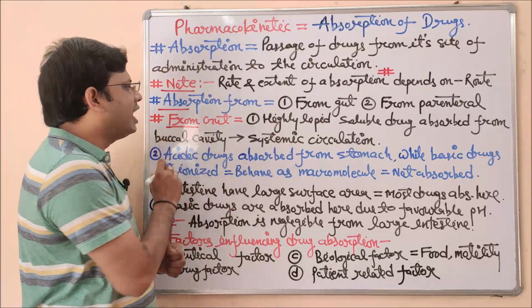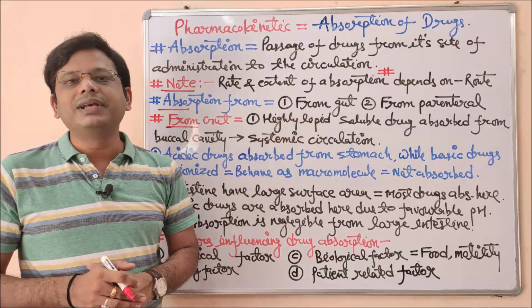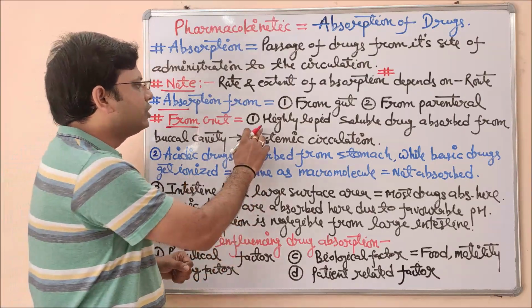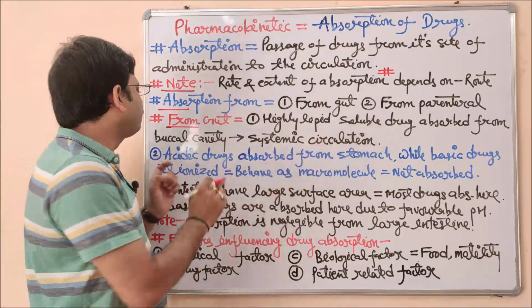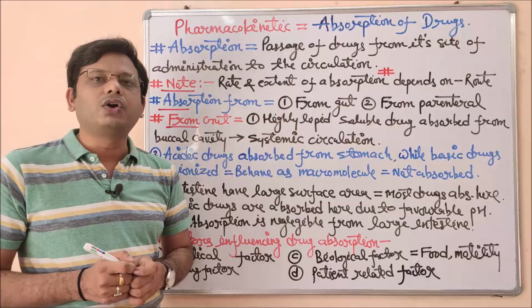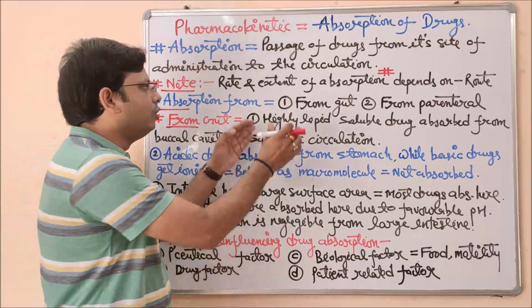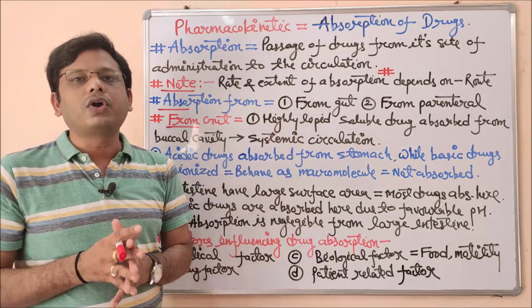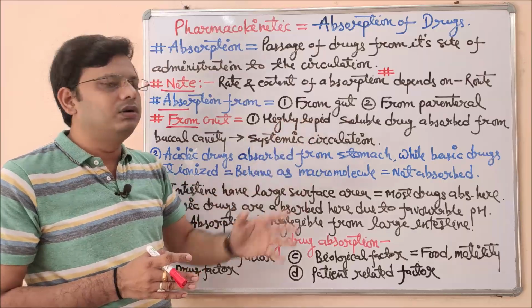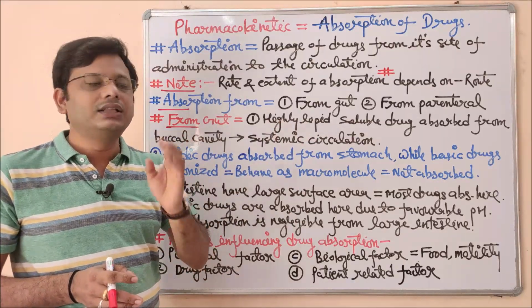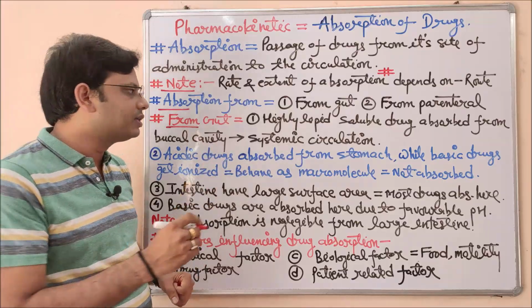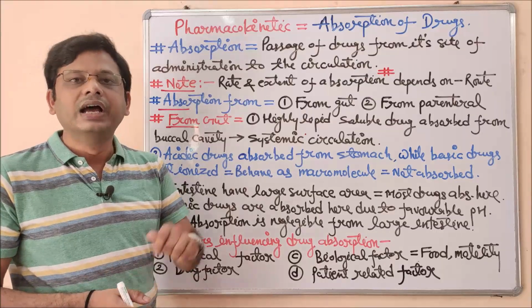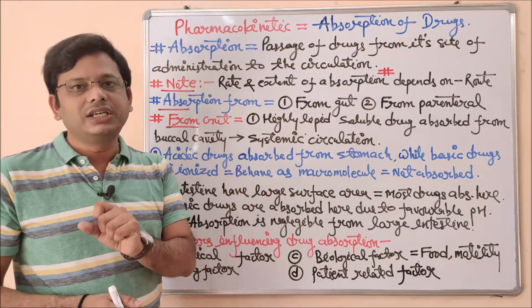Let us start with the first point, from the gut. What are the basic criteria and basic processes of absorption of drug from the gut area? The first one: highly lipid soluble drugs are absorbed from the buccal cavity. That also comes under the oral route, under the gut route of administration. If you are talking about a highly lipid soluble drug, whenever we place the drug in the buccal cavity, it will be absorbed very fast and reach the systemic circulation, and it will produce its desirable or somehow undesirable effect. That depends upon the drug profile and patient history.